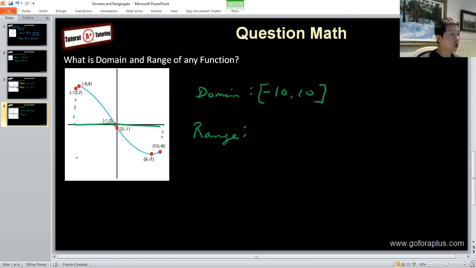For the range, the lowest y value is -7 and the highest value is 8. So -7 until 8. Both of them are solid points, so we have to include them. So this is the domain and range of any function.